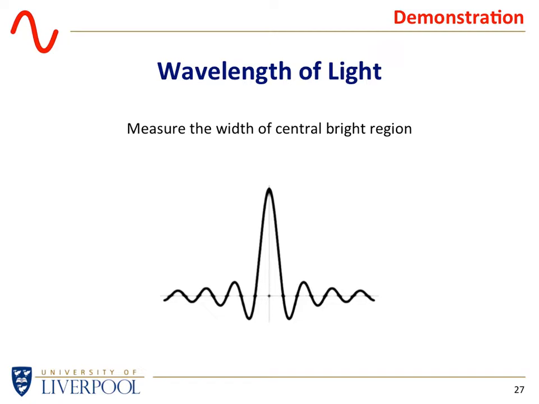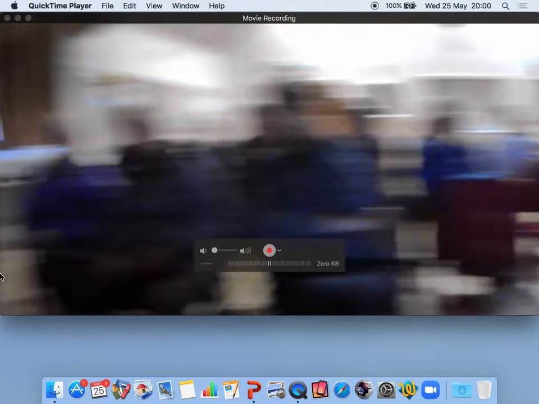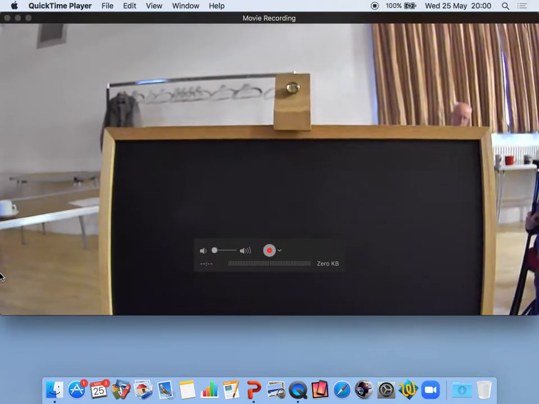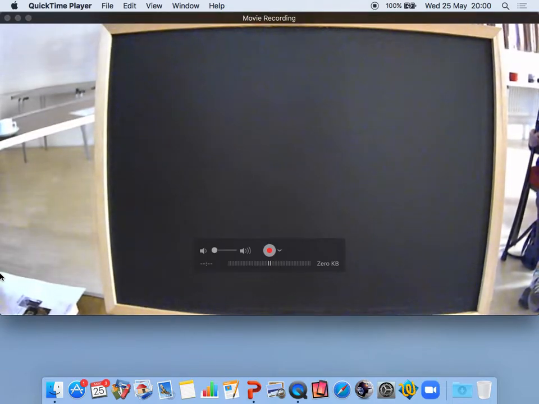So let me switch to the camera, which is now pointing the wrong way. So let me turn that around to the screen. So this is a black screen simply because lasers firing on white screens tend to produce rather bright and garish results. Just move that out of the way. So, clunk.